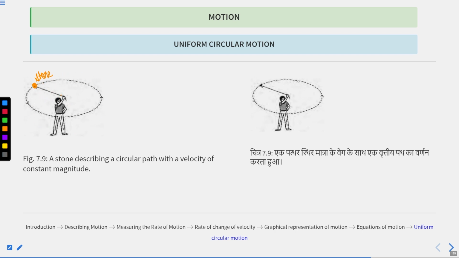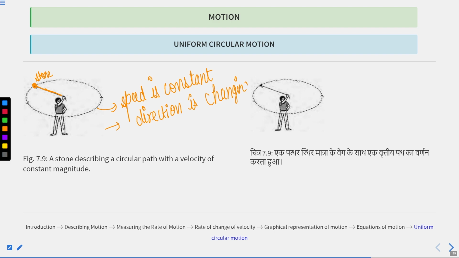Then you will realize that you are giving the same speed, but because of this motion you are changing the direction continuously, and this object is doing uniform circular motion. Speed is constant. Direction is changing. So this is one example of uniform circular motion.